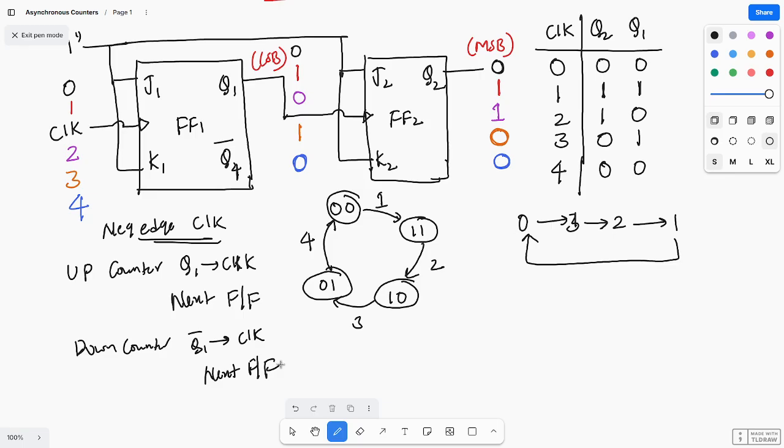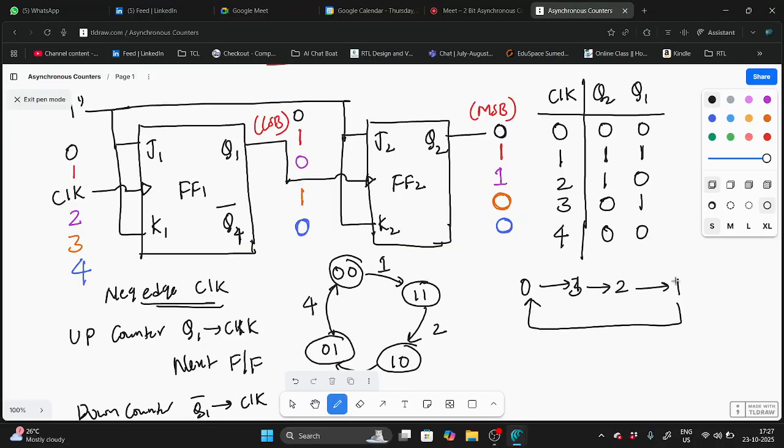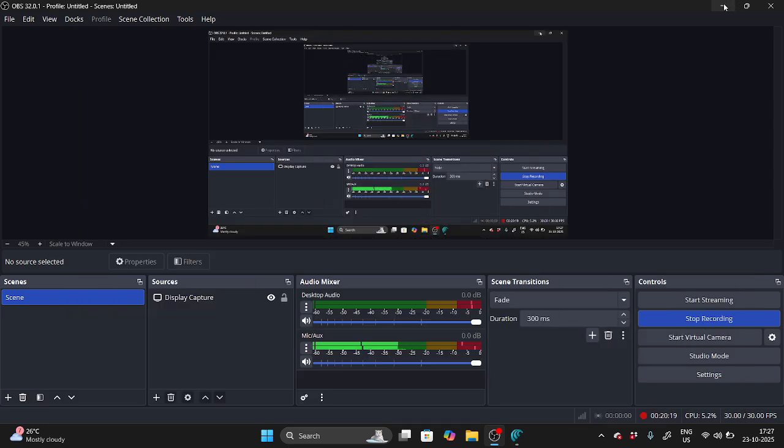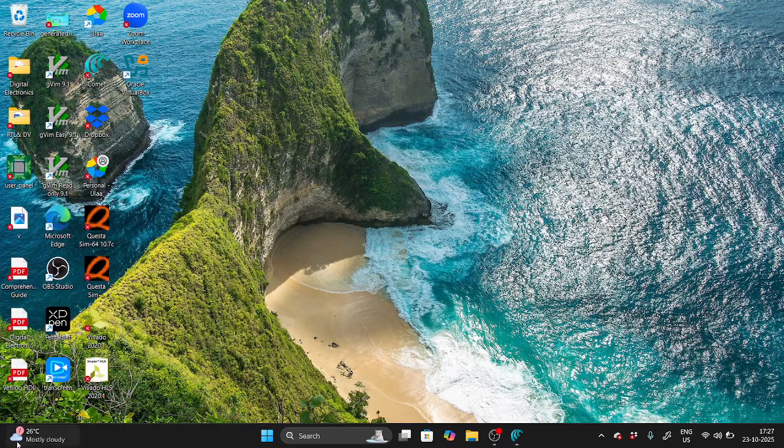So next I am going to the programming. I wrote the programming for the asynchronous up and down counter, with both the positive edge and negative edge versions, and I will explain this passage and negate of the counter. So I'm opening Xilinx Vivado.